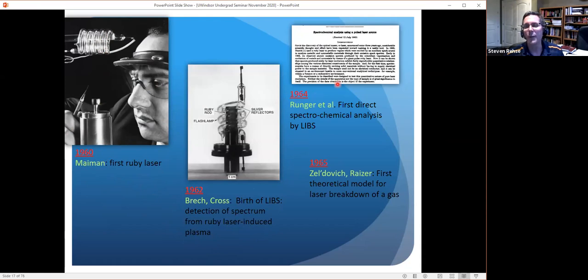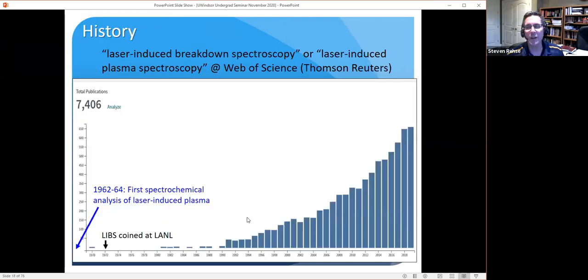In 64, a paper appeared that was the first direct spectrochemical analysis by LIBS. So spectrochemical means I'm able to determine the chemical composition based on the spectrum of material. And in 65 was the first theoretical model for what's actually going on in that laser breakdown process. So it's kind of an old technique. I mean, it's been known for many, many decades, but interestingly enough, nobody was using it until about the 90s, right? So it was invented in 62, 64. So what I'm showing here is a common trick that physicists like to do, which is you just take the field that you're publishing in, like Dr.